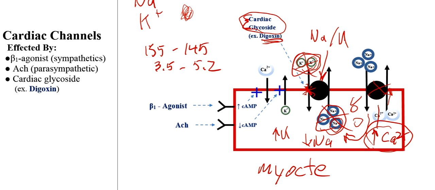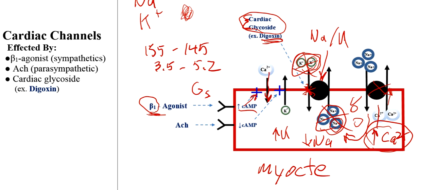Okay, and so a few other things about this. You hopefully remember beta 1 agonists. Beta 1 being a receptor, it's an adrenergic receptor. It's a sympathetic adrenergic receptor. And do you remember what type of G protein it's associated with? It's going to be a G stimulatory, and you can tell that from right here because we have an increase in cyclic AMP, and that increase in cyclic AMP is going to signal for more calcium to enter the cell.